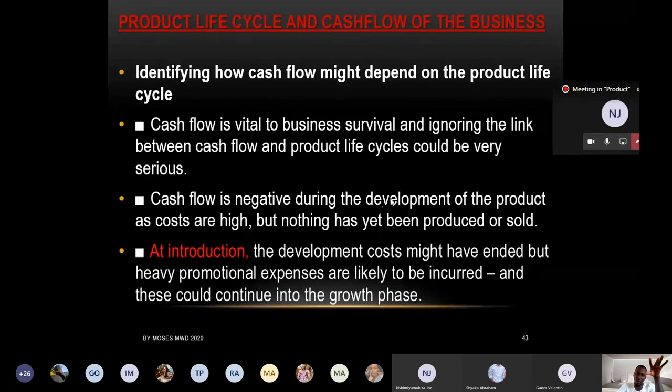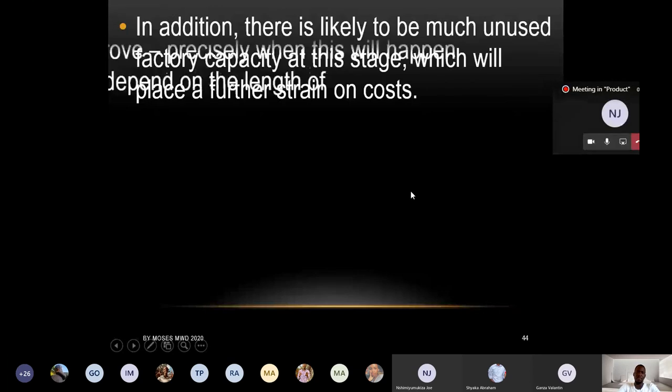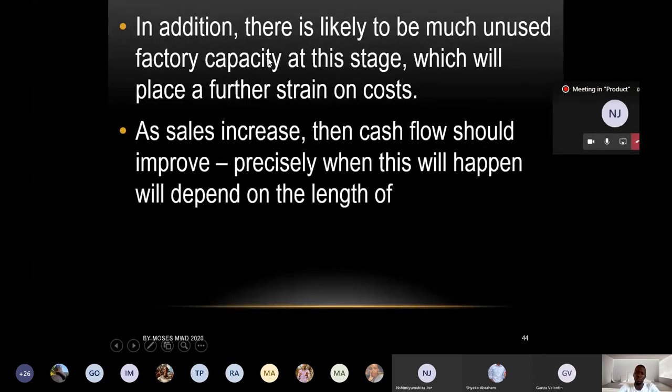That's the development stage. At the introduction stage, the development costs might have ended, but heavy promotional expenses are likely to be incurred, and these could continue into the growth stage. Those are the reasons you can use to back up your explanations. In addition, there is likely to be much unused factory capacity at this stage, which will place further strain on costs. You have more workers, you are spending a lot and promoting a lot, but you are selling little. As sales increase, cash flow could improve.